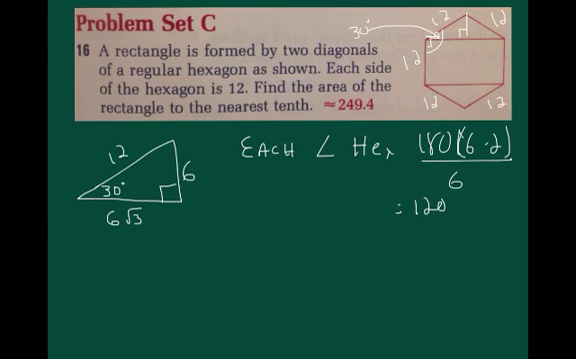Now, I recognize that since this is an isosceles triangle, 6 root 3 will be half of the length of that diagonal. So my rectangle is going to equal 12 times 12 root 3, which is 144 root 3.